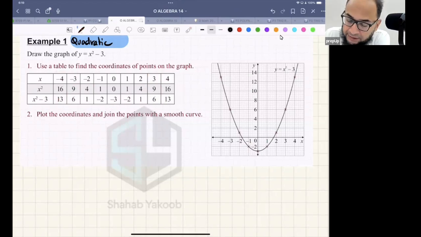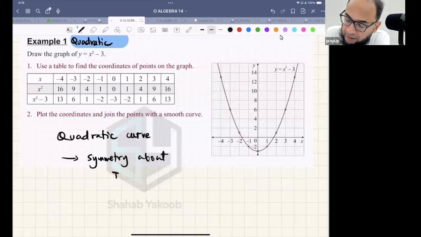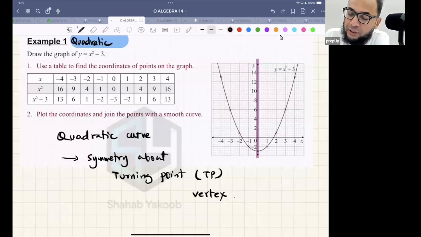So in quadratics, let me write down a point. In a quadratic curve, there is a symmetry about the turning point. Turning point, that is TP. It's also known as the vertex. So that means if I draw this line over here, which is already drawn, this graph is symmetrical.